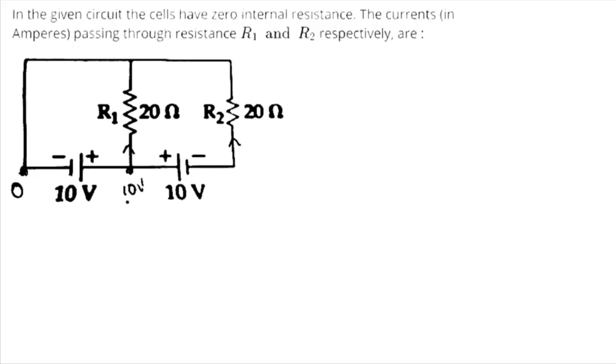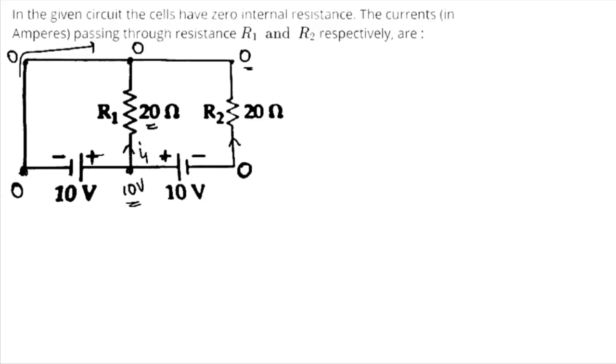The potential at this junction will be 10 volt because this is connected to the positive terminal. Again, seeing the other junctions, this will also be at 0 volt, this will also be at 0 volt, and this will also be at 0 volt because this is connected to the negative terminal, and this portion is also connected to another negative terminal. So this junction will also be at 0 volt. So we have to calculate now the current passing through 20 ohms.